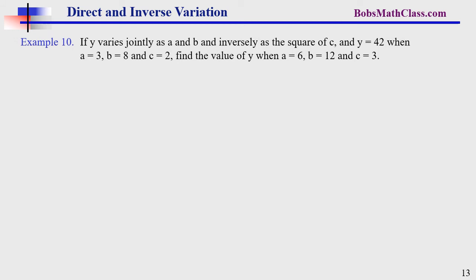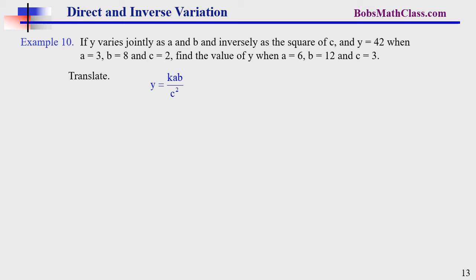Another one, more practice. Y varies jointly as A and B. So jointly means there's 2 letters at least. A and B, 2 letters besides the K. Inversely, that's going to go in the denominator. Square of C. Let's translate. So y equals k times AB all over C squared.